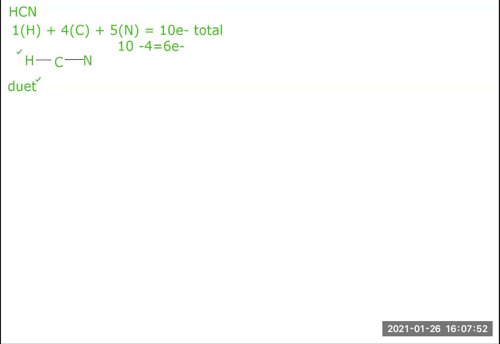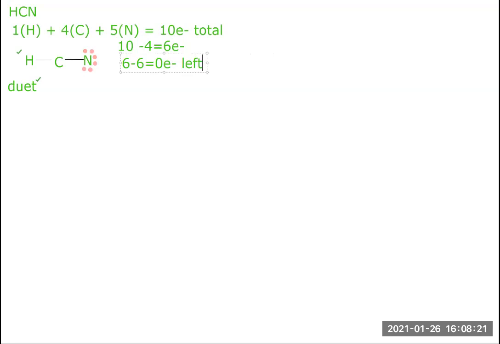The 6 valence electrons left over will have to go to the nitrogen next, because you want to start with the outside atoms first, and nitrogen is the outside atom. So you want to distribute lone pairs to nitrogen. So 1, 2, 3, 4, 5, 6. And that's using all 6 electrons here. Notice how we had 6, 6 minus 6 equals 0 electrons left. So there is no more electrons left to distribute.